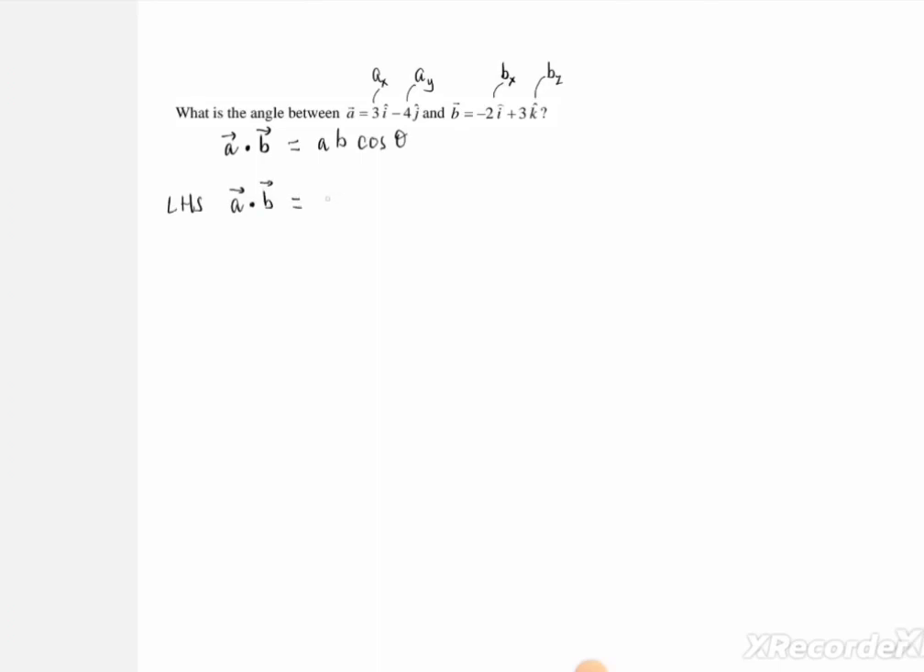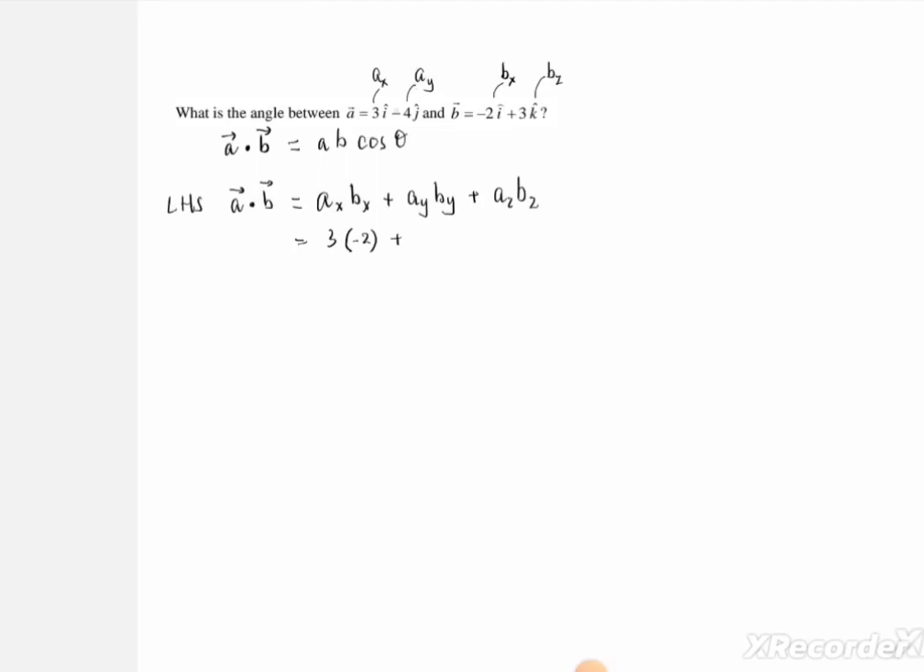And by definition, that is AX BX plus AY BY plus AZ BZ. So what are those values? AX is 3 right here. BX is negative 2. So that's 3 times negative 2 plus AY.